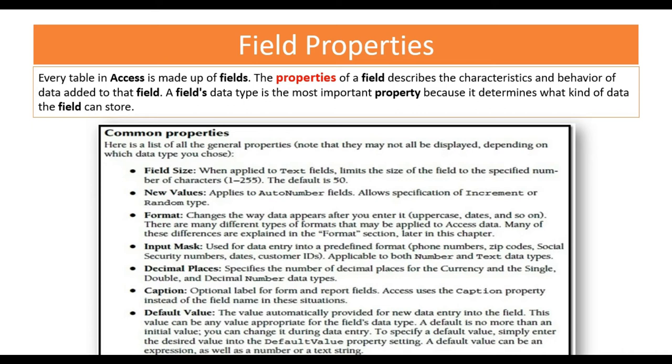Every table in Microsoft Access is made up of fields, and every field has its own set of properties. The property of a field describes the characteristics and behavior of data added to that field. A field's data type is the most important property because it determines what kind of data the field can store. A property of a field can be the maximum size of the field, the format of the data, the decimal places, the caption of the field, and the default value.